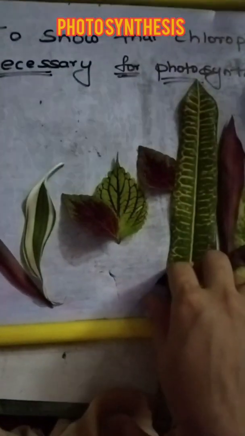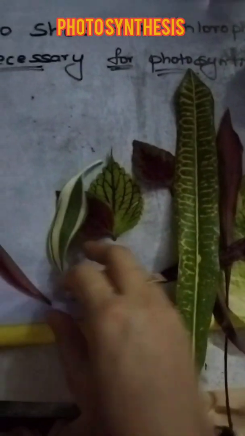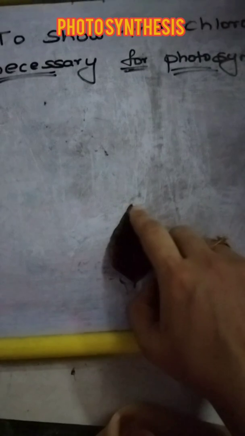This is an experiment to show that chlorophyll is necessary for photosynthesis. For this, we have to take variegated leaves. Here we have many. Okay, let me take one. We have to keep these leaves in the sunlight for a few days. After a few days, we perform the starch test. After performing the starch test, we can notice the blue-black color only in the green part of the leaf, that is over here, not here. This indicates that chlorophyll is necessary for photosynthesis, because starch is produced in the green part of the leaves.